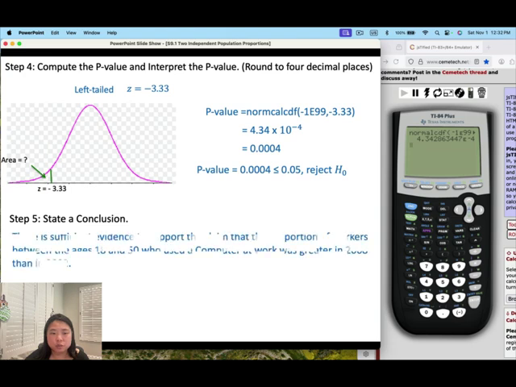Now draw the conclusion. There is sufficient evidence to support the claim, which is your alternate hypothesis here. There is sufficient evidence to support the claim that the proportion of the workers between the age who used a computer at work was greater in 2008 than in 2002. So we reject the null hypothesis and we support that the alternate hypothesis is true.